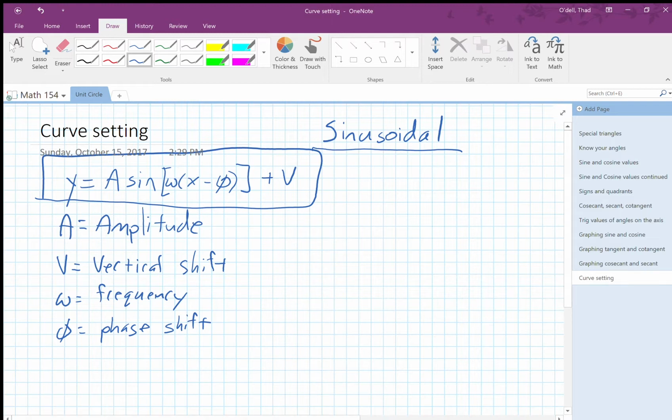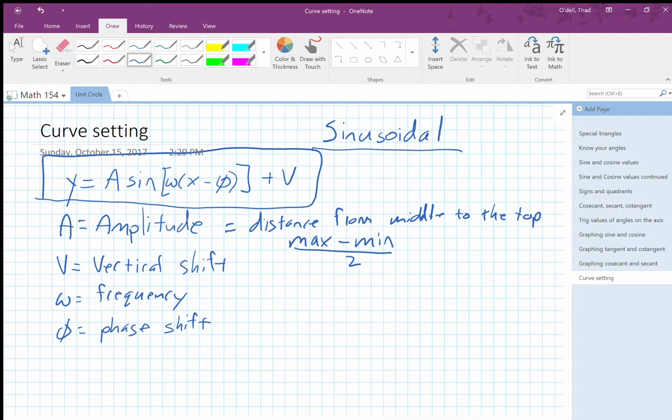One of the best ways to handle this is just to know what each one of those things does. So the amplitude is the distance from the middle to the top, which of course would just be half the distance from the max to the minimum. So you could find this by going max minus minimum, divided by 2. So that's amplitude.